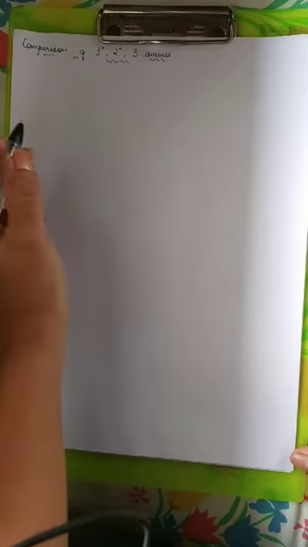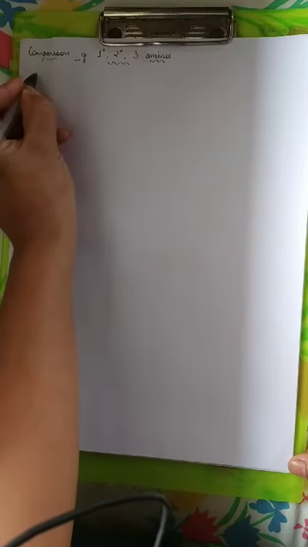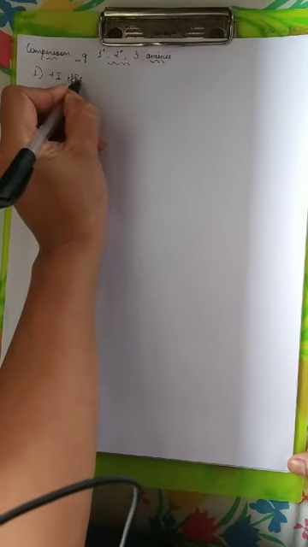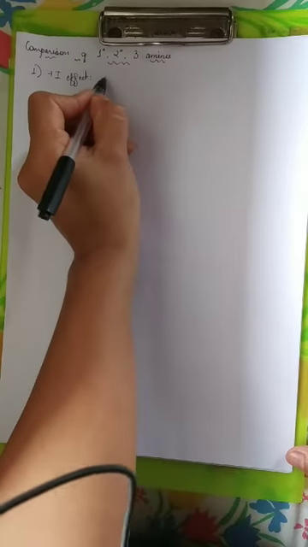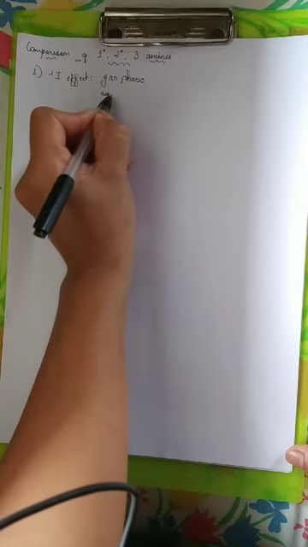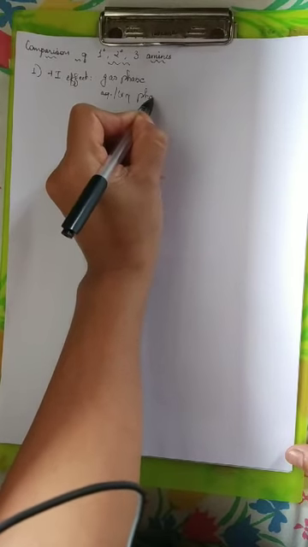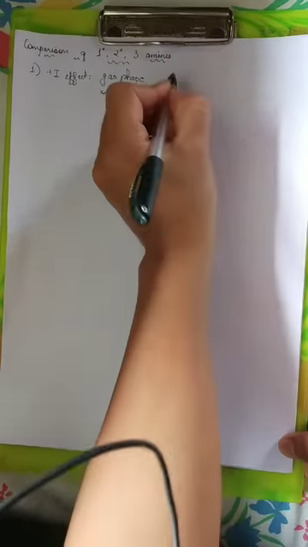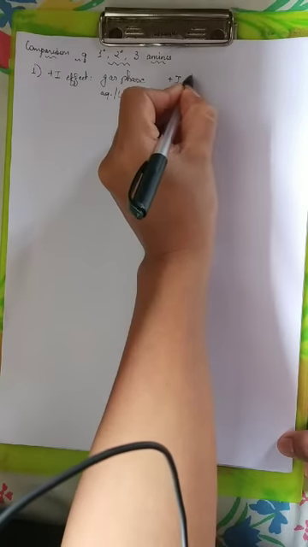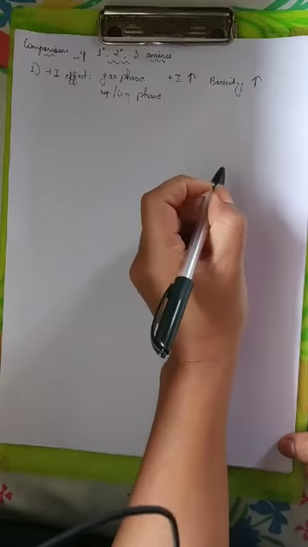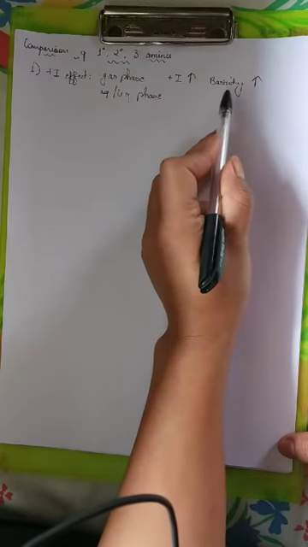Now, the comparison of the basicity is based on three different theories. The first one is the plus I effect. This plus I effect is applicable in the gas phase as well as in the aqueous or liquid phase. Now we know that when the plus I effect increases, the basicity will also increase.